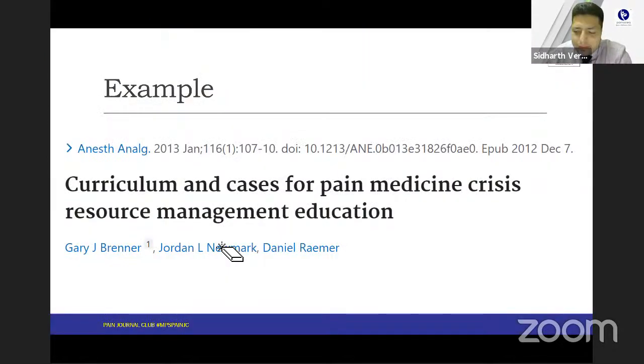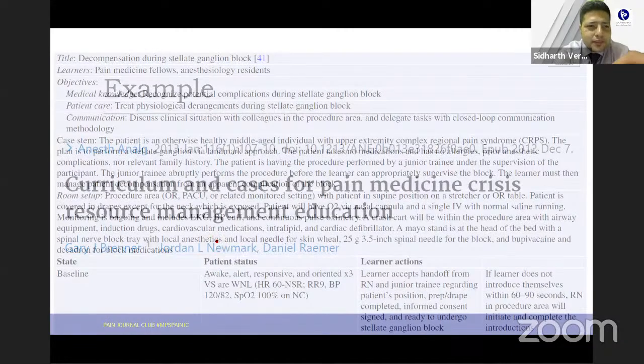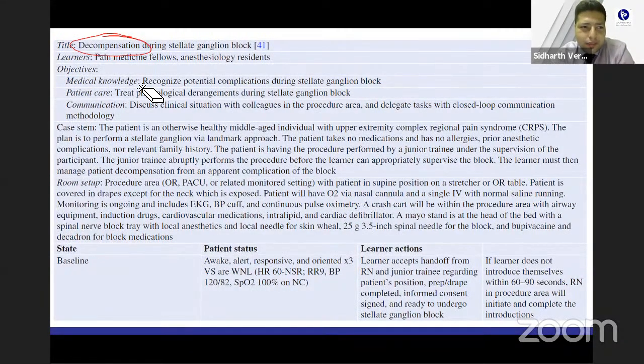I'm just going to end this session with an example. This is an example which was published in 2013, and it shows the decompensation during a stellate ganglion block, and this is how the scenario is designed. When I design a scenario, I make a title, then I find out who the learners are, who the target audience is, what the objectives are, and then I form the teaching methodology and various states and what happens. So it's an algorithmic approach from here on.